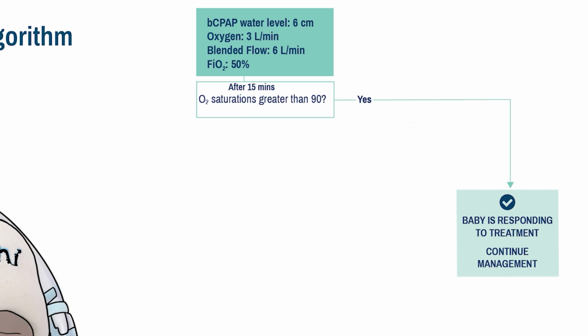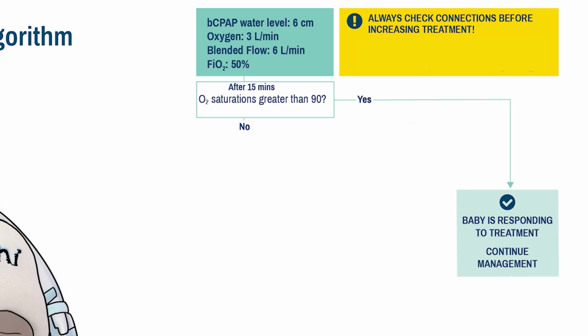But what do we do if the saturation levels are not above 90%? First, you always check that the CPAP is working properly and the baby is receiving the treatment. Make sure the water is bubbling. Also, check they don't need suctioning. This is important. If there is a problem either with the machine or with blocked nostrils, increasing the treatment level without resolving these problems will not help the baby. So always resolve these problems before going to the next level of treatment.